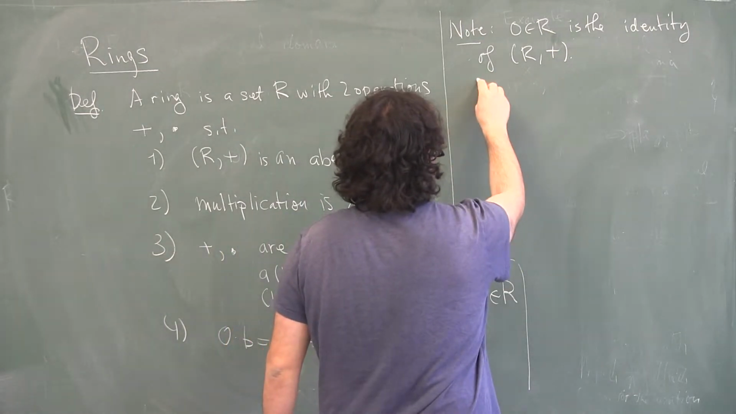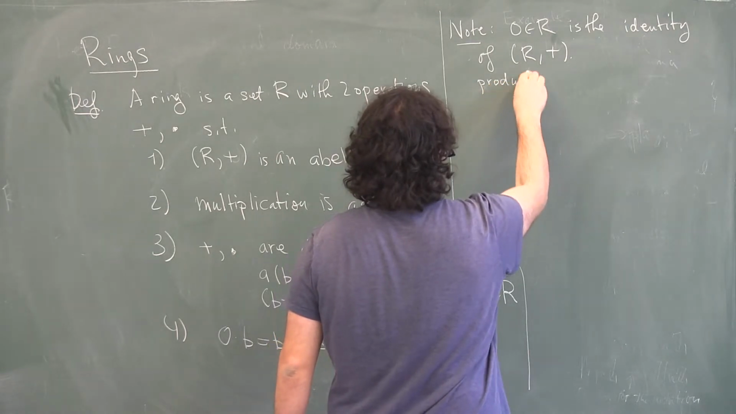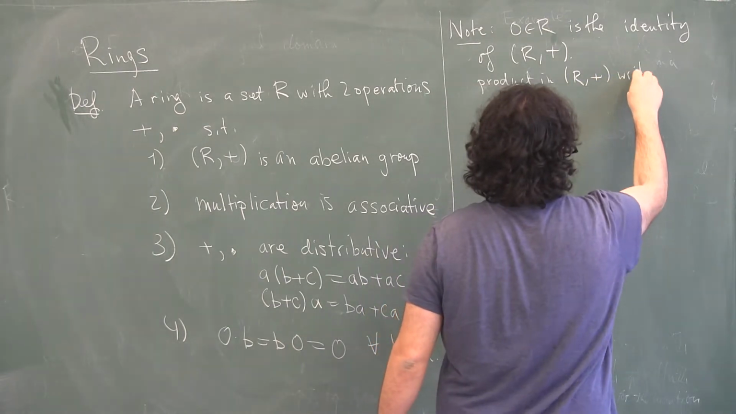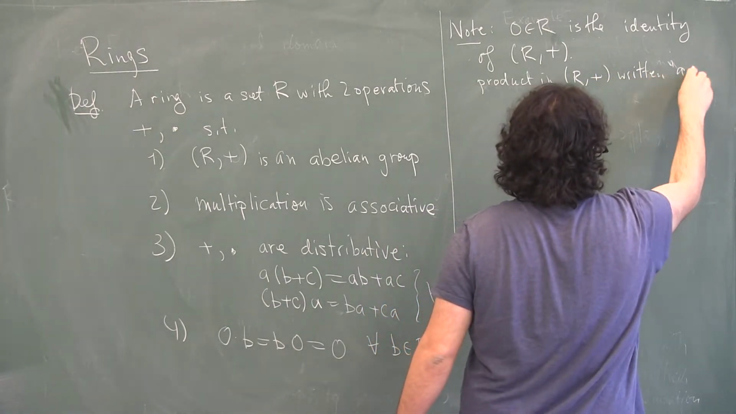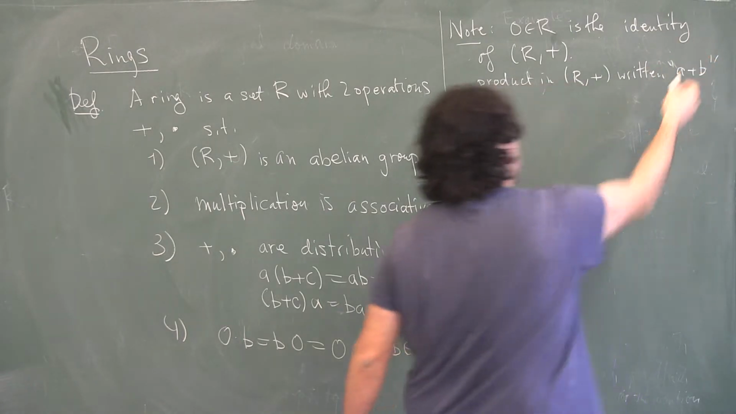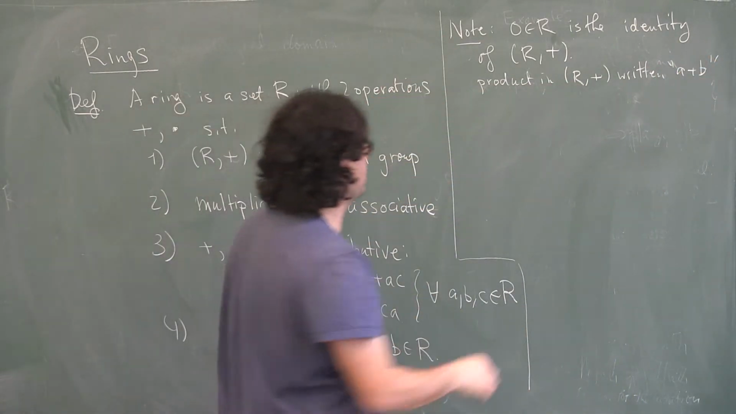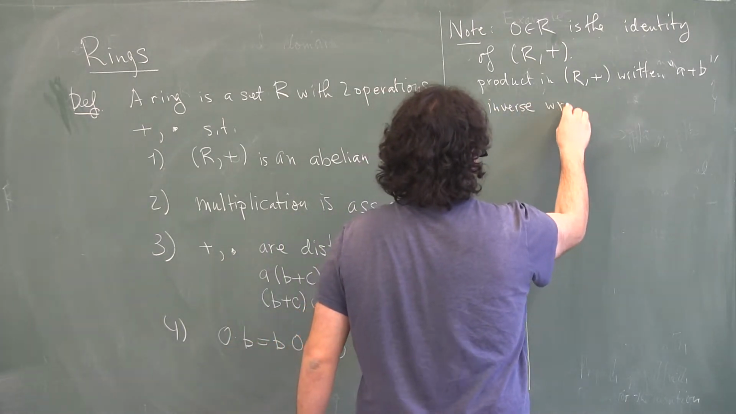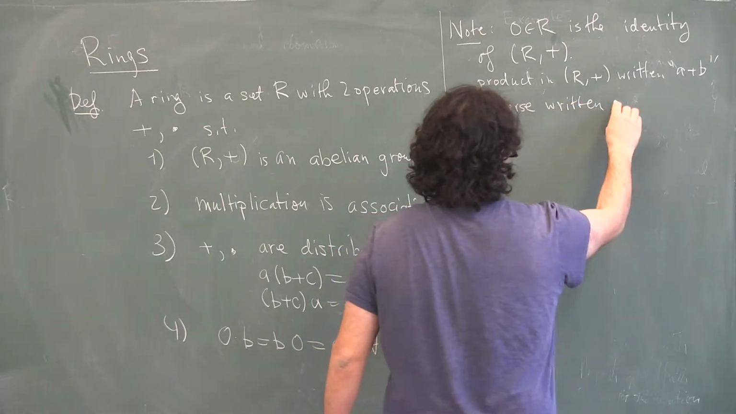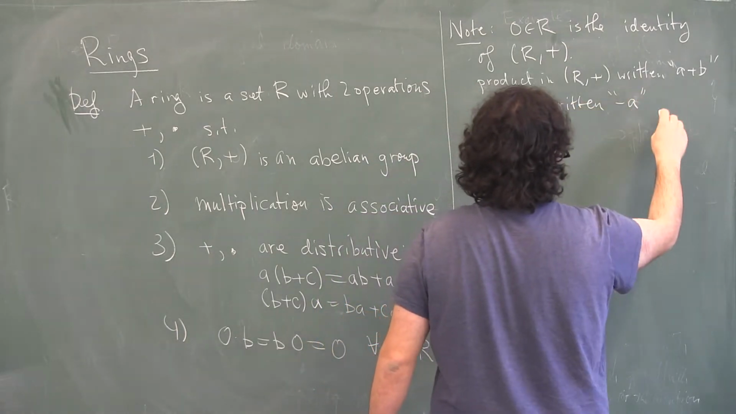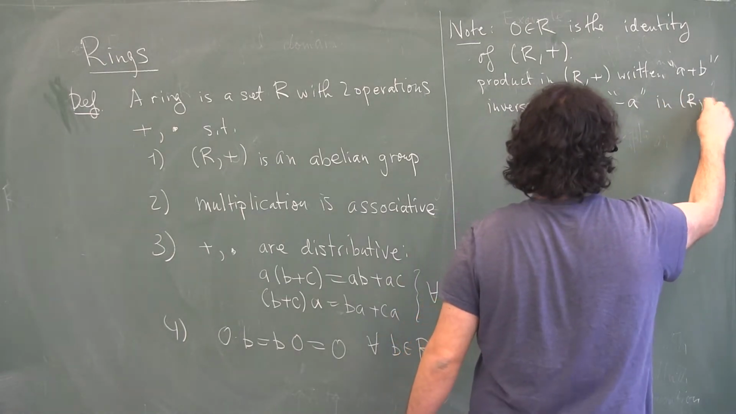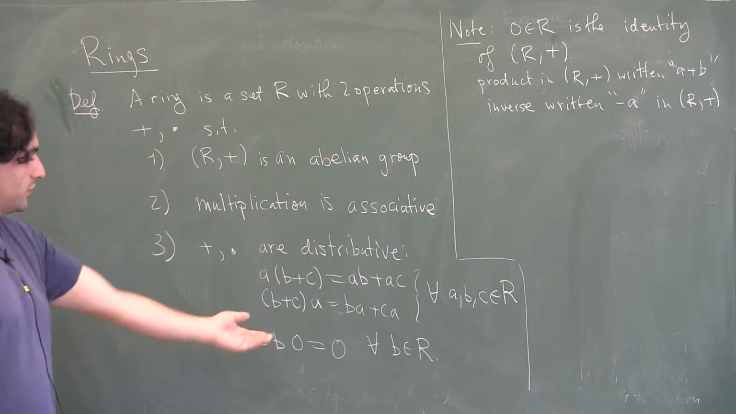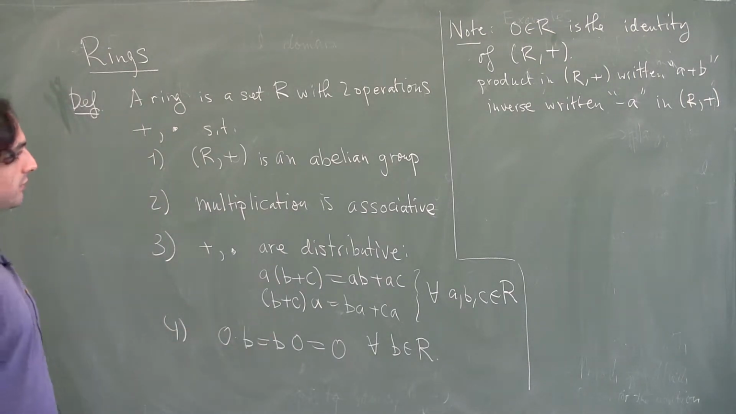So the product in R comma plus is written A plus B. That's the product in this additive group. And the inverse is written minus A in R comma plus. Okay? So that explains what I mean here by 0 times B equals B times 0 equals 0.